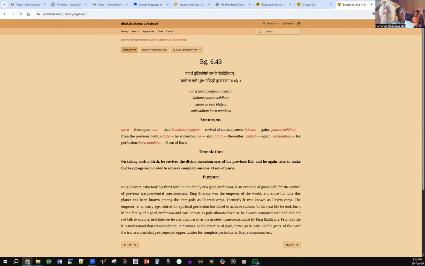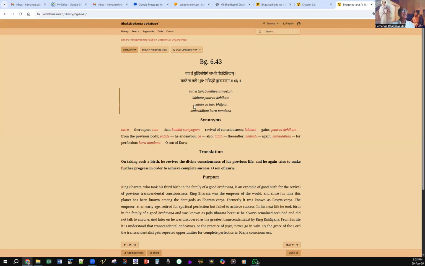Okay, so tatra tam buddhi-sanyogam. So tatra, after taking that birth, either in a pure family, shrimatam gehe, or dhimatam family. Either one of them: a successful yogi after a long time, or an unsuccessful yogi after a short or long time. After taking birth in that particular family, what will he do? Tatra, in there, tam buddhi-sanyogam. He will again do the buddhi-sanyoga. Labhate paurva-dehikam, in the previous deha. Whatever he has achieved, he will start from there. He will revive it again. He will further progress from that point.